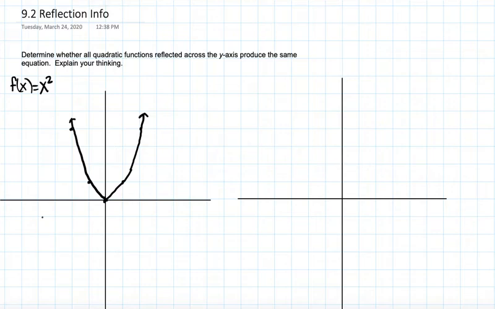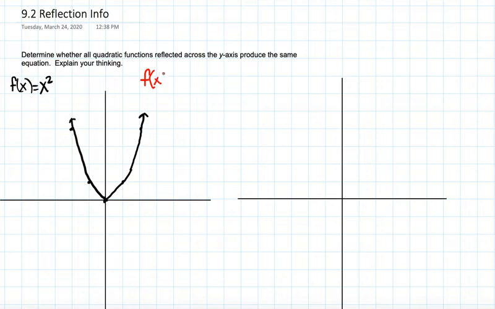So we know that this is the original function, and this one here, if I reflected it across the y, it would just end up being the exact same function. So that we know is one quadratic function. It's the parent function, and yes, when you reflect it across the y-axis, it'll produce the exact same equation. Likewise, let's see if we do a different one now.